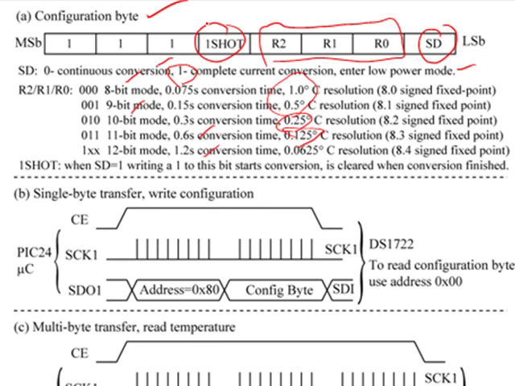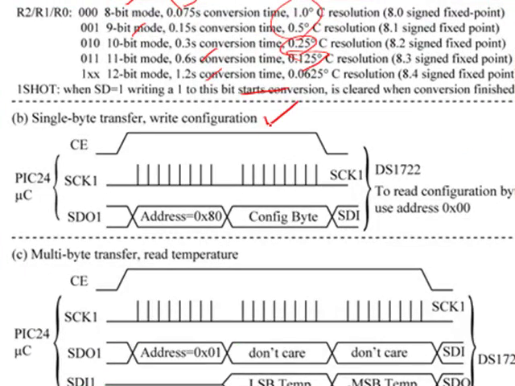Finally, this bit right here is used if the SD bit is a 1. Then when you set this bit to 1, it will start the conversion, and it's going to be cleared when the conversion is over. So you could actually read the configuration register to see what the value of this bit is to determine if the conversion has finished. So this shows how we're going to write that configuration byte to the thermometer. We're going to bring our chip enable line high, and we're simply going to send it 2 bytes. The first byte is going to be the address of the configuration register inside the device. So we send an 80, and then we're going to send whatever byte is going to be our configuration byte. So this is a 2-byte transfer.